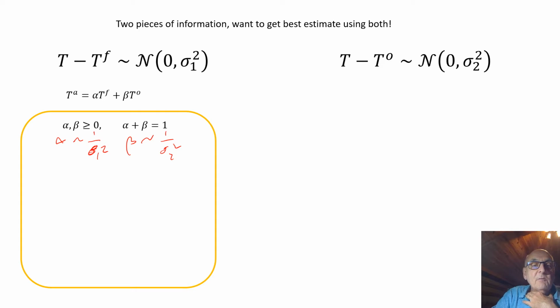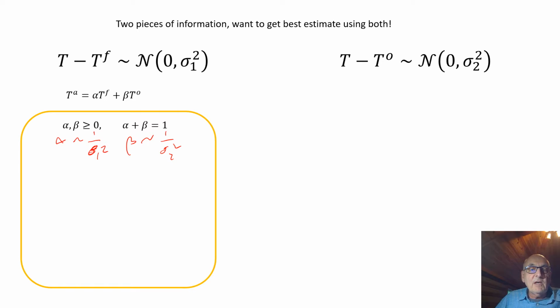So if sigma 1 is very, very small, that means you've got very small variance in the distribution around TF. That means you really believe TF, right? So sigma 1 would be very small, so then alpha would be much bigger, right? So alpha has to be proportional to 1 over sigma 1 squared, and by the same token, beta should be proportional to 1 over sigma 2 squared.